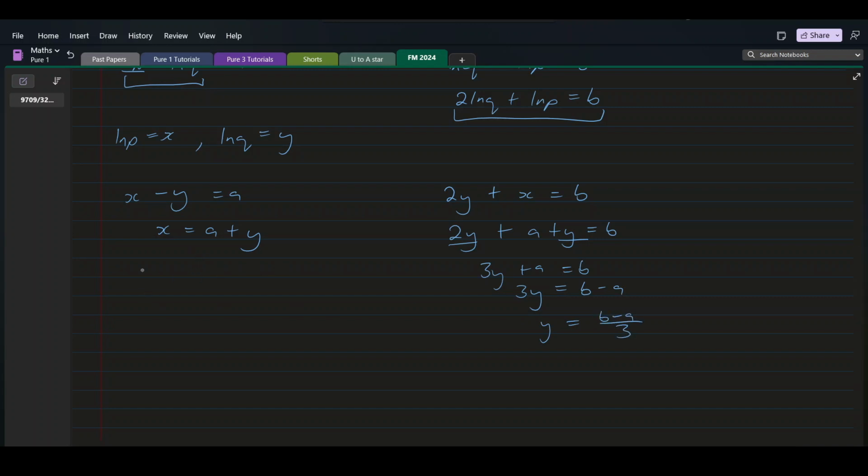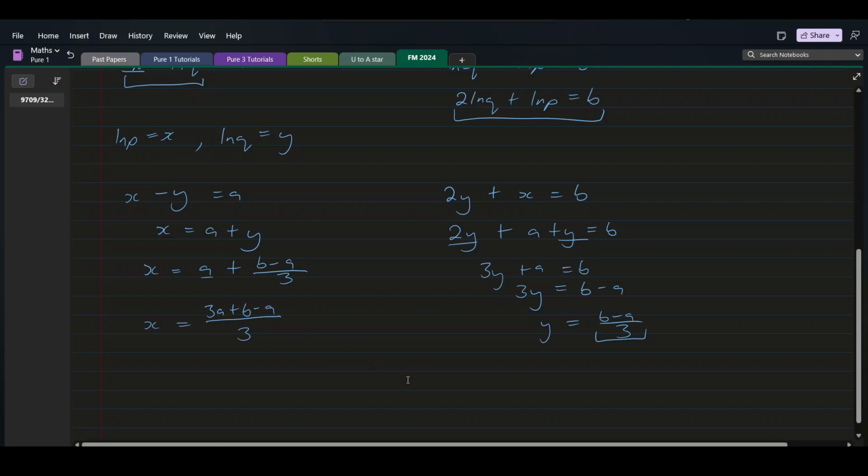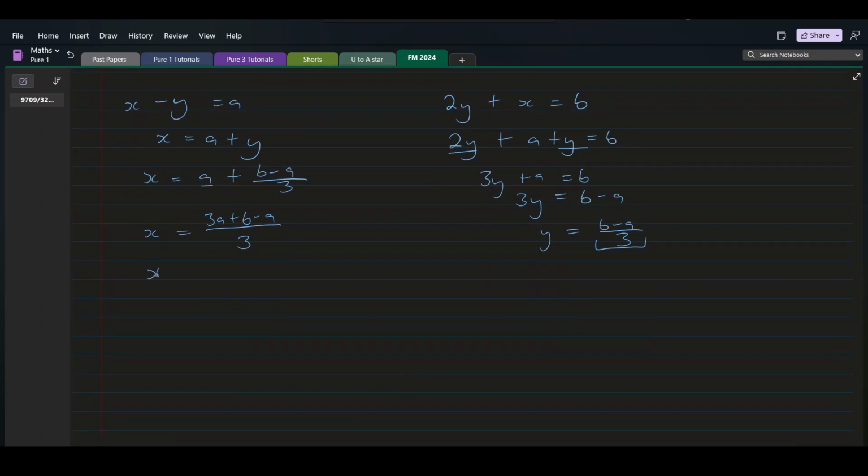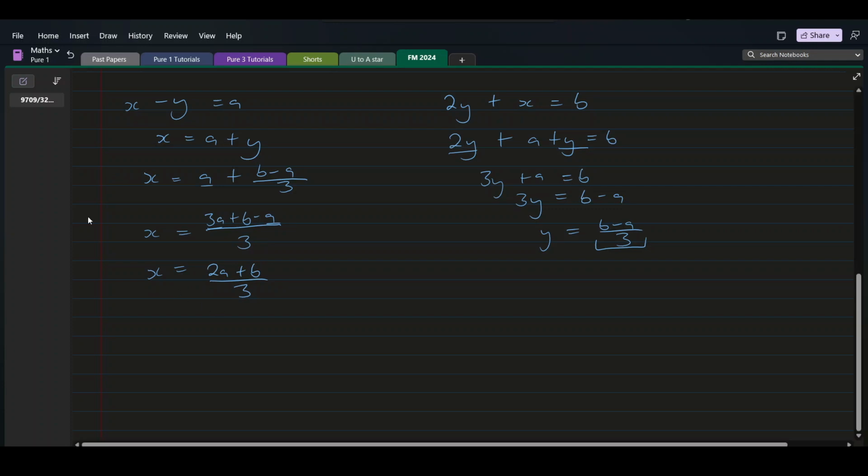Now let's evaluate x. x is equal to a plus y, and we said y is (b minus a) over 3. So let's combine this to become one fraction. Our common denominator would be 3, and then this would become (3a plus b minus a). And so if we simplify x, we've got 3a minus a, that gives us 2a plus b, and this is over 3.